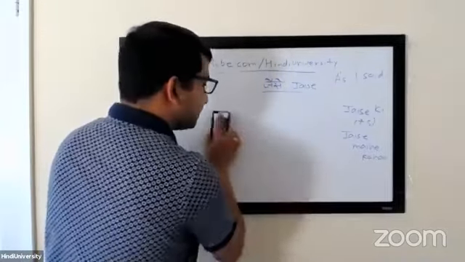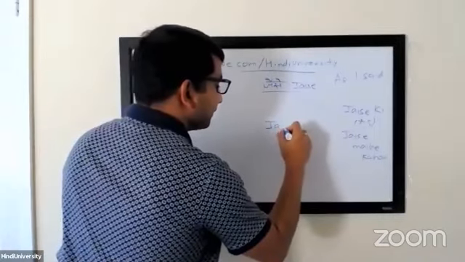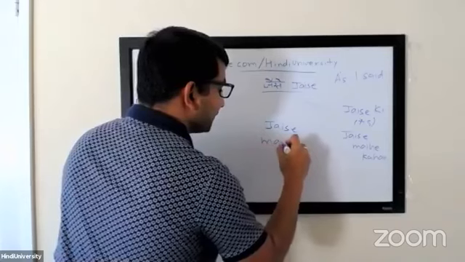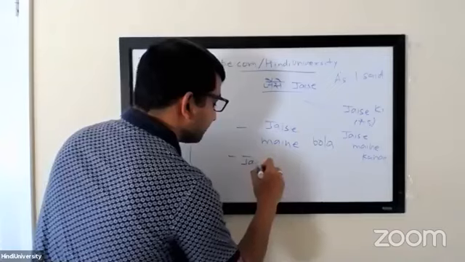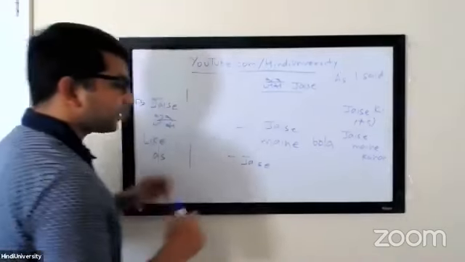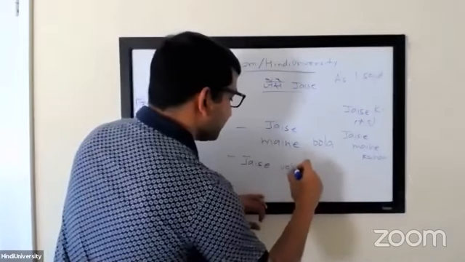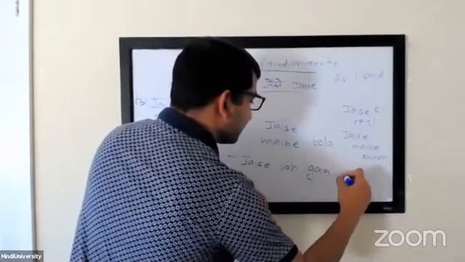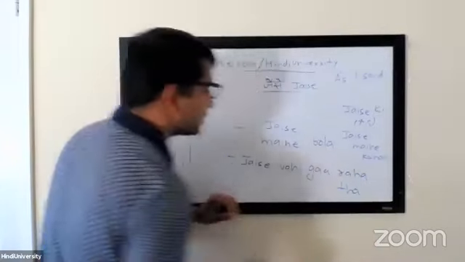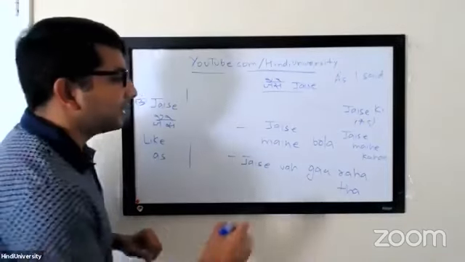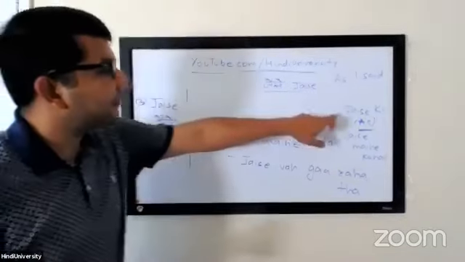जैसे मैंने कहा, you can also say मैंने बोला, जैसे मैंने बोला, जैसे वह गा रहा है, as he is, जैसे वह गा रहा था, as he was singing. Okay, basically all of them you will see the meaning of this part as.